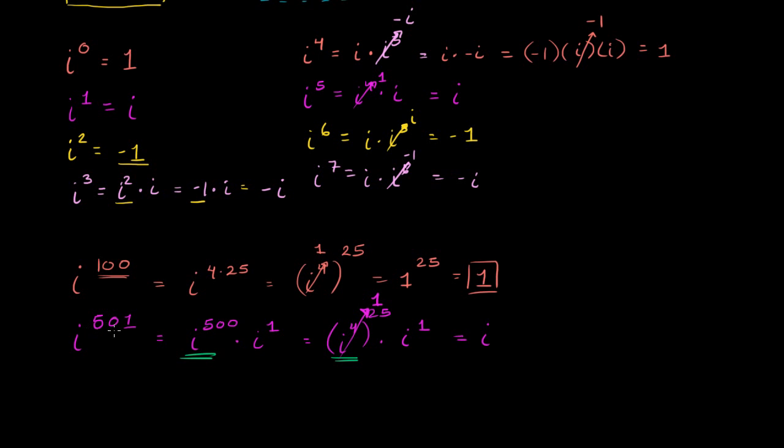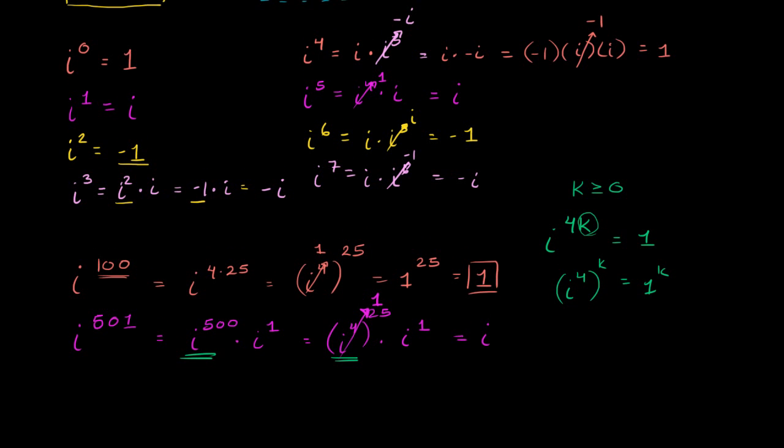So let me write this generally. If you have i to any multiple of 4, so i to the 4k, we'll just restrict k to be non-negative right now, k greater than or equal to 0, then we are going to get 1. Because this is the same thing as i to the 4th power to the kth power, and that is the same thing as 1 to the kth power, which is clearly equal to 1. And if we have anything else, if we have i to the 4k plus 1 power, i to the 4k plus 2 power, we can then just do this technique right over here.